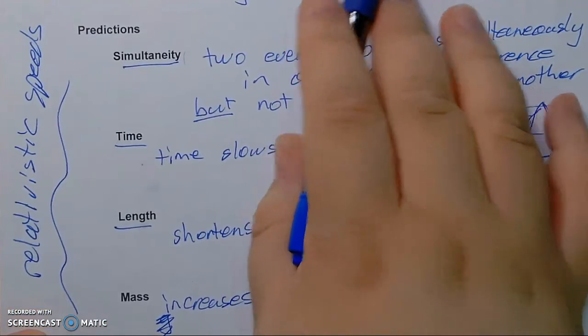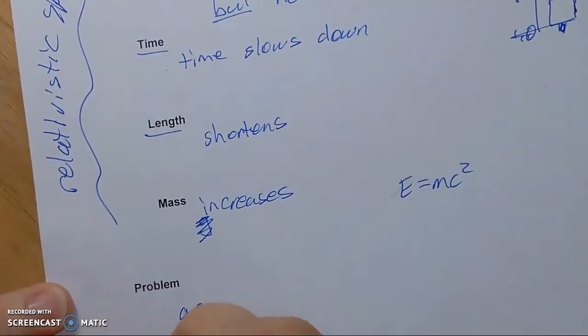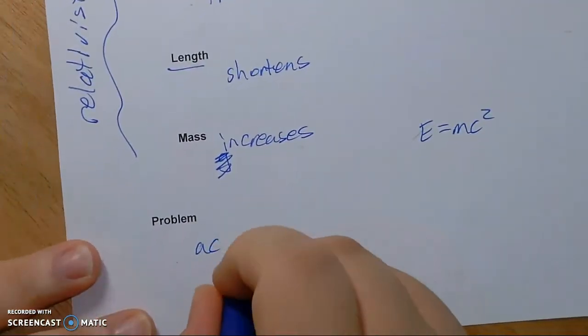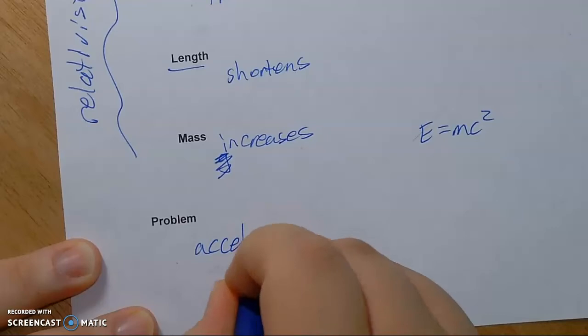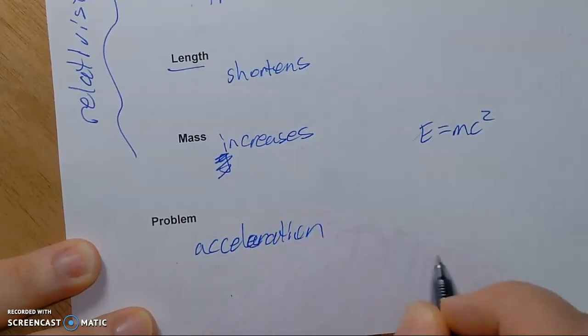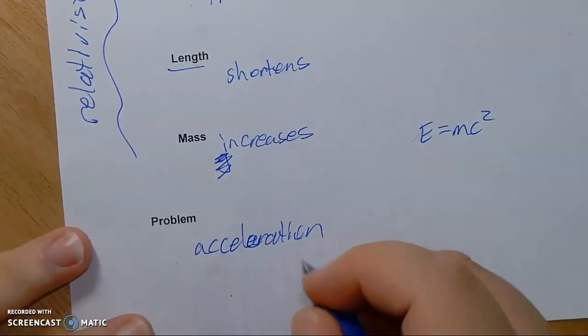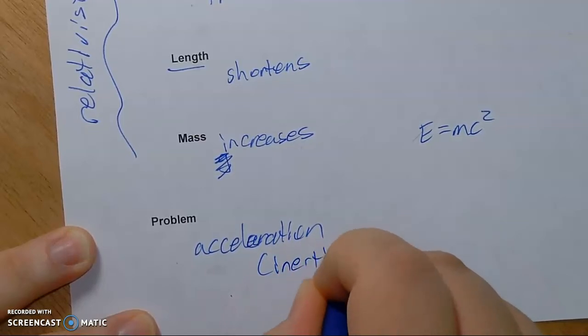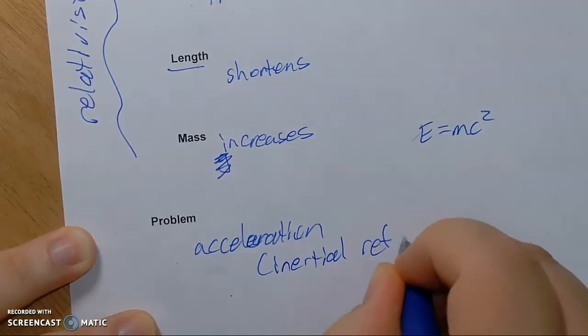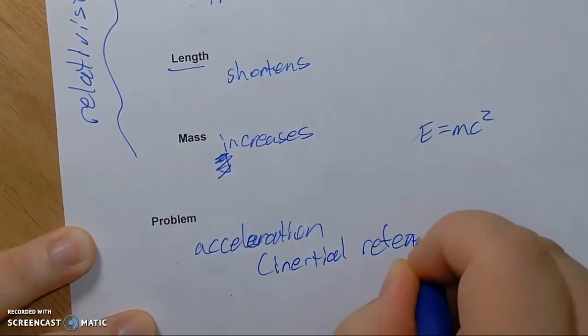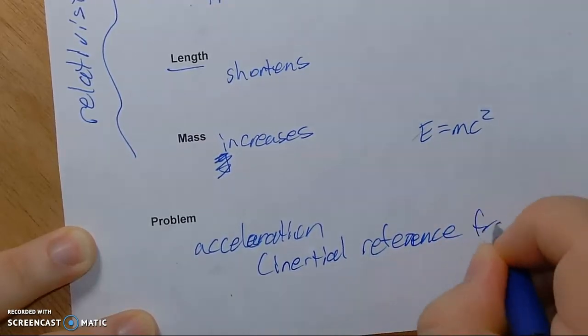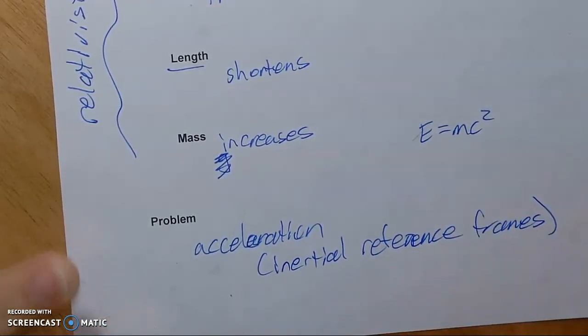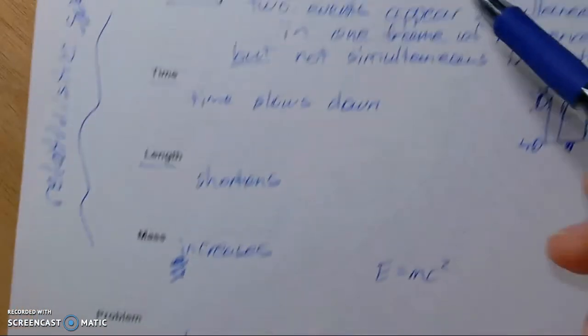Now the problem with special relativity, when we start looking at it, is that it's still got this restriction of inertial reference frames. Sorry, I can't talk and write at the same time. The problem with special relativity is acceleration, specifically the inertial reference frame. If your reference frame is not sitting still or not moving at a constant speed, then there are some issues. But these are the interesting things that come up in special relativity.